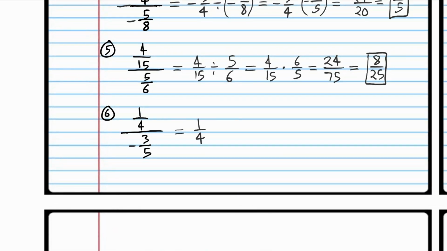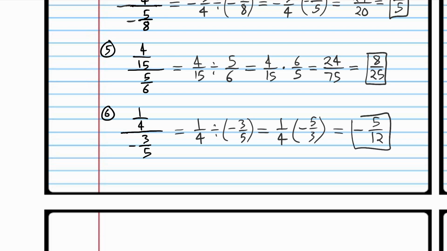Alright, we're back. Be sure to put parentheses. Multiply straight across and you get negative 5 over 12. So if you got negative 5 over 12, good job.